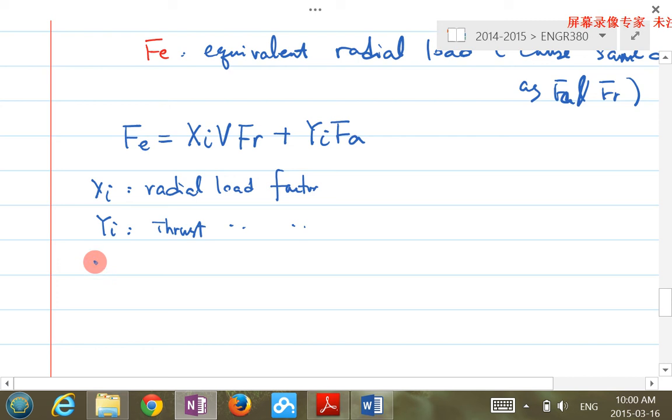And V here is the same idea as in the previous case. So V equals 1 for inner ring rotation, and V equals 1.2 for outer ring rotation.